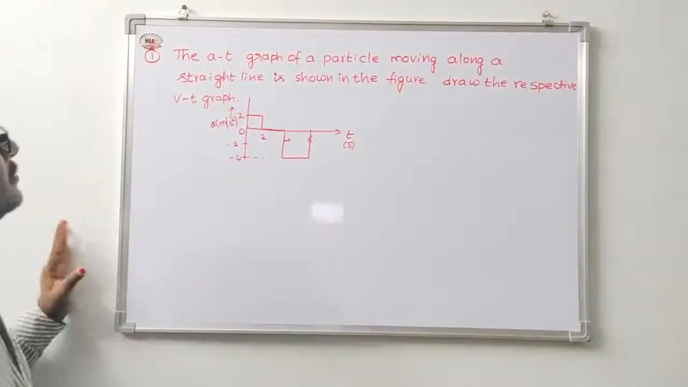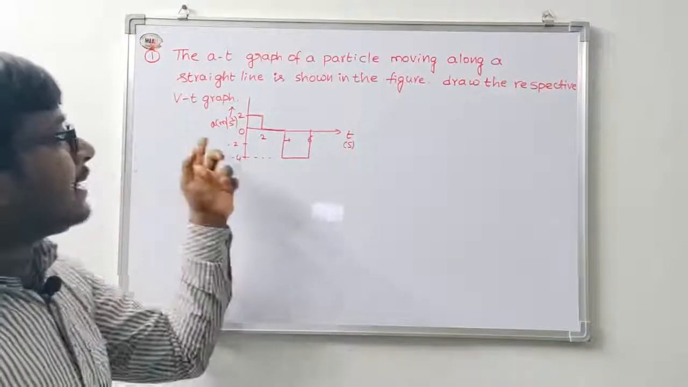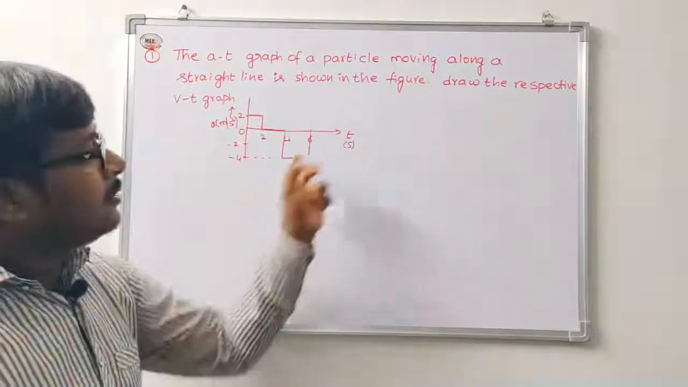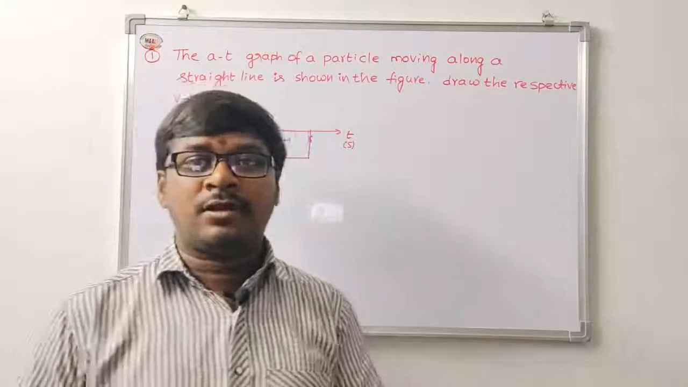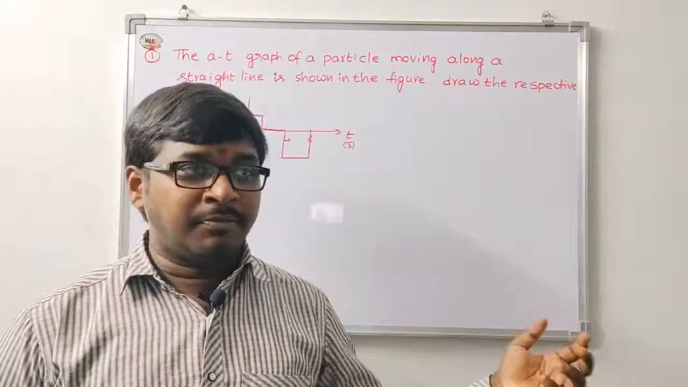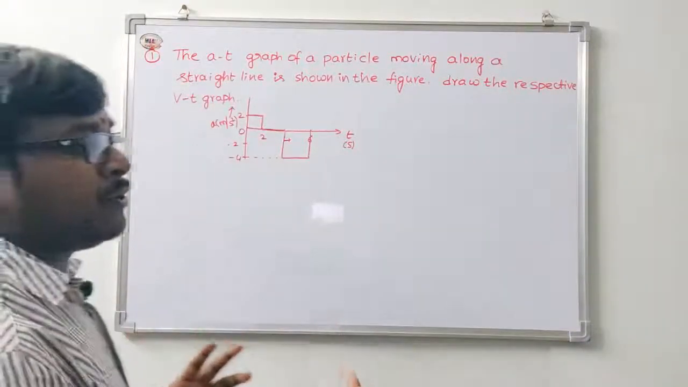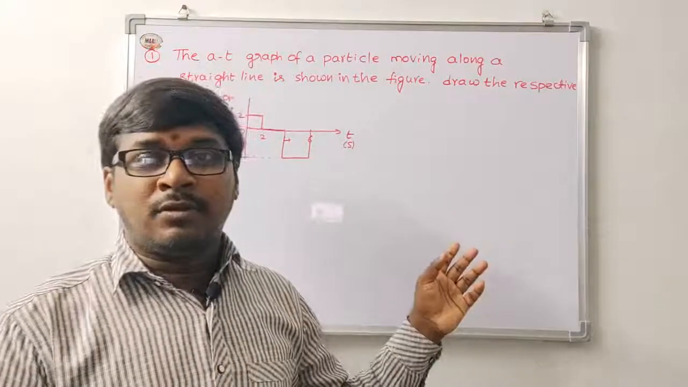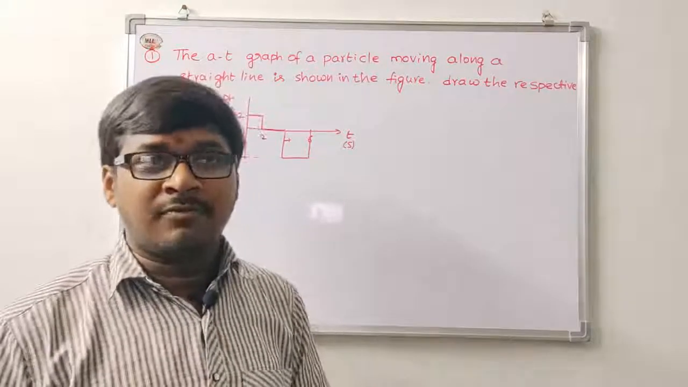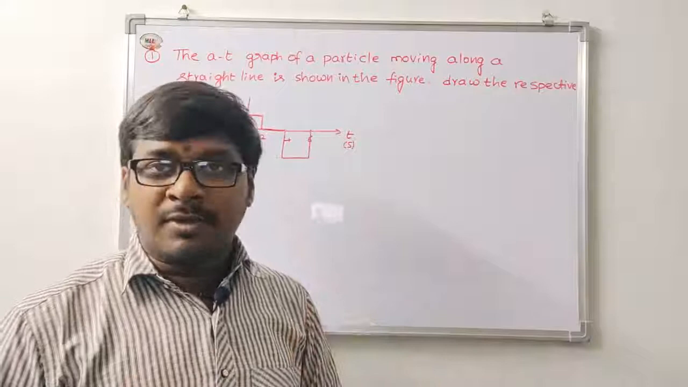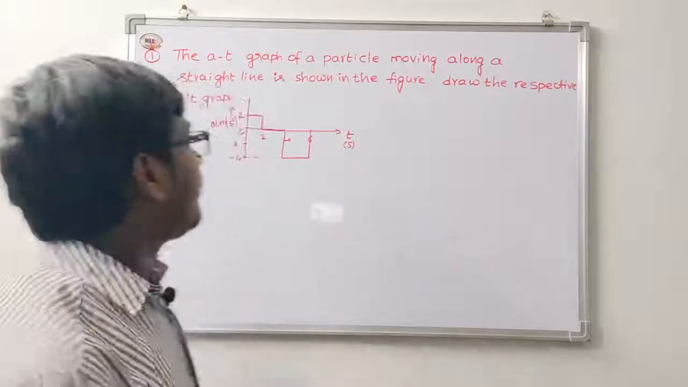Okay students, the first problem: the acceleration time graph of a particle moving along a straight line is as shown in the figure. Draw the respective velocity time graph. This type of graph problem is also important in NEET and Mains level, students. Converting one graph to another is very important, for example acceleration time graph to velocity time graph and position time graph, and velocity time graph to position time graph.